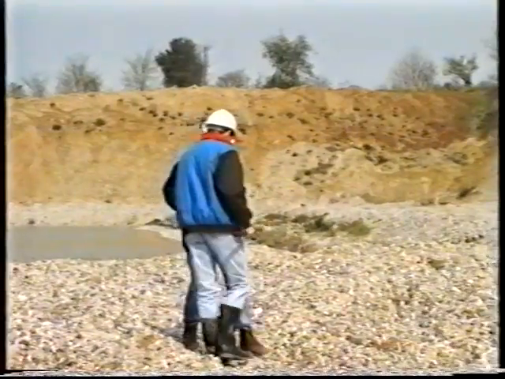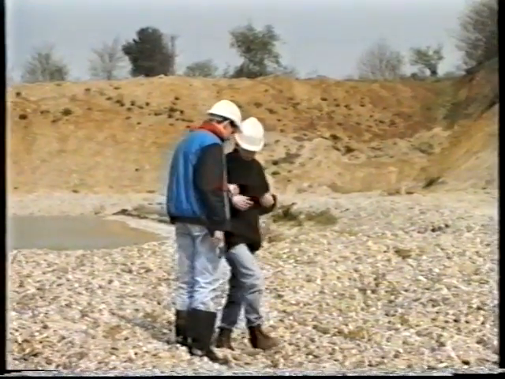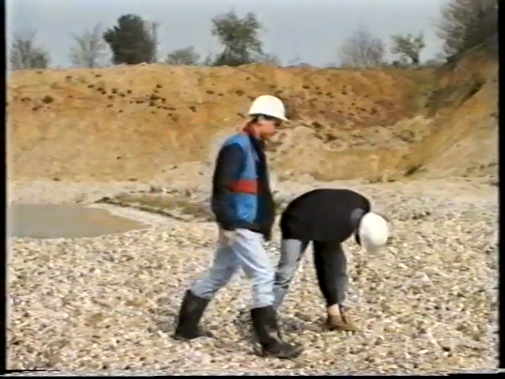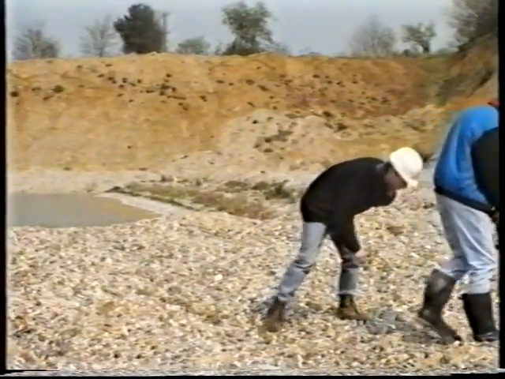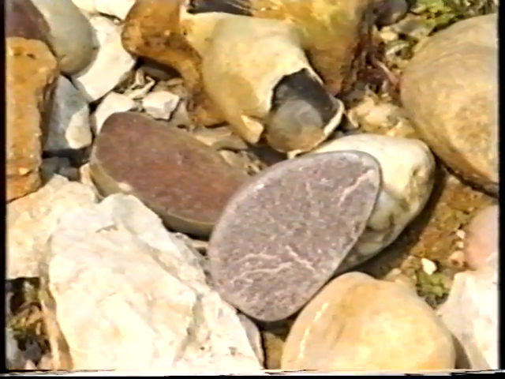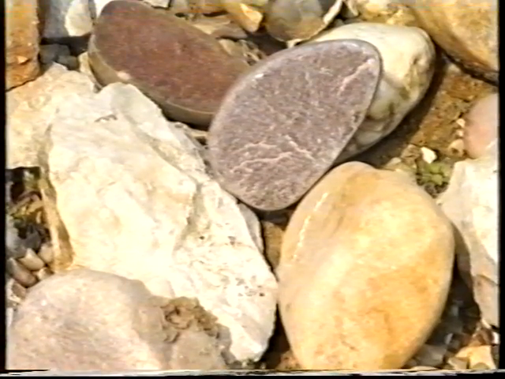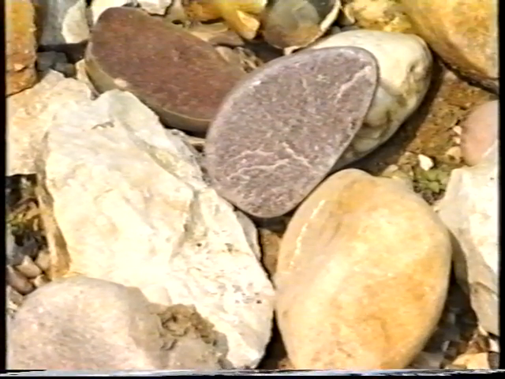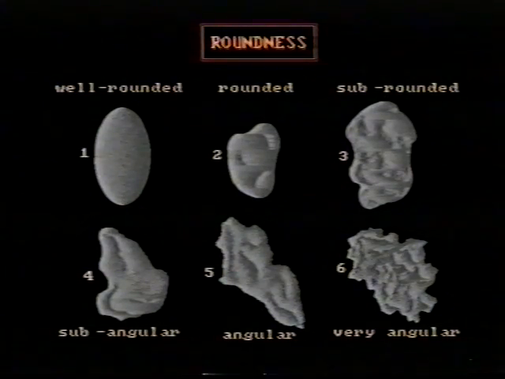If you were standing on these pebbles when they arrived here, what would the conditions have been like? Each pebble has its own distinctive shape, brought about by what has happened to it in the past. These shapes range from well-rounded to very angular. And a comparison with this chart will tell you which shape your grains and pebbles are.